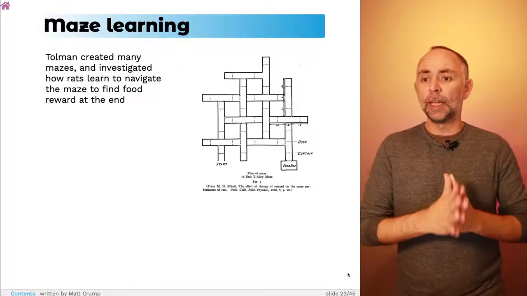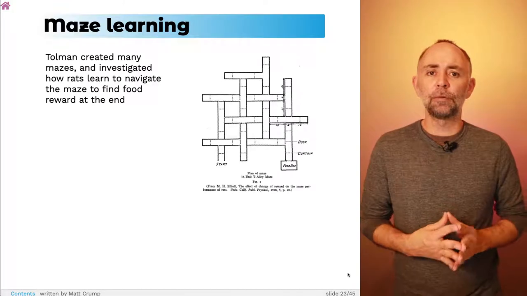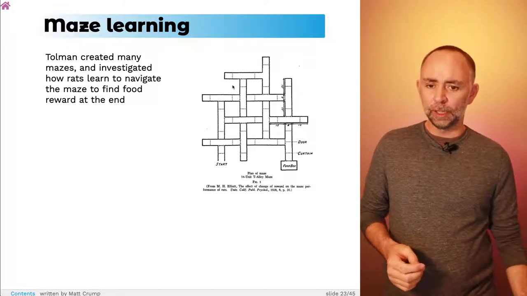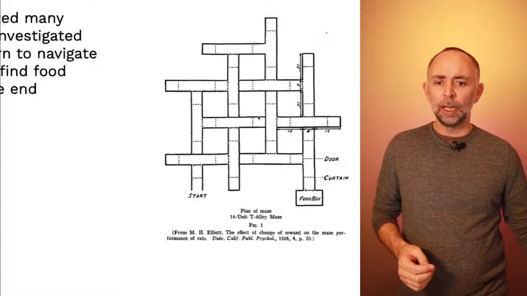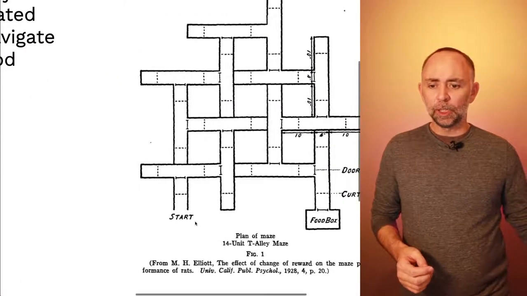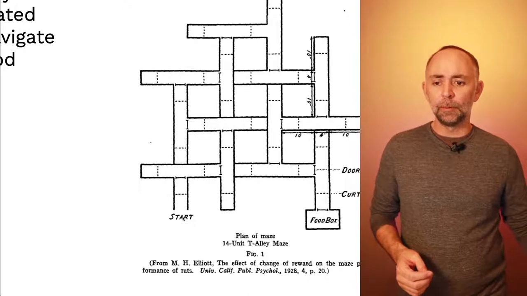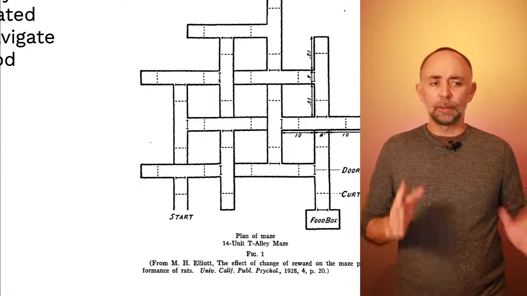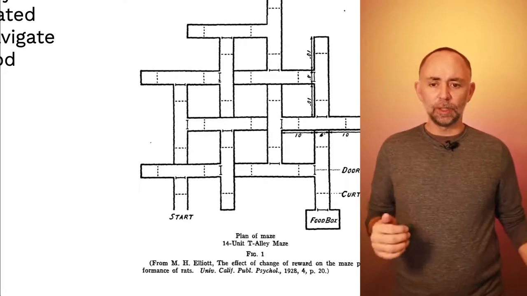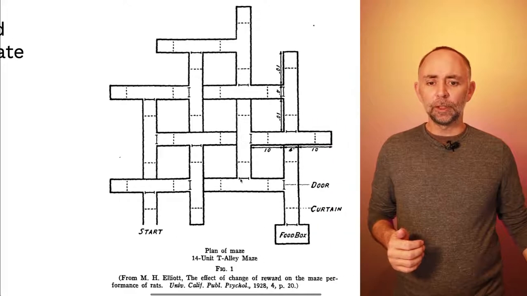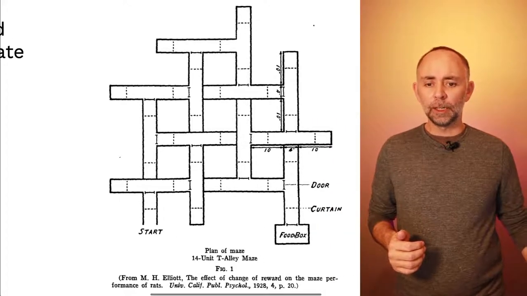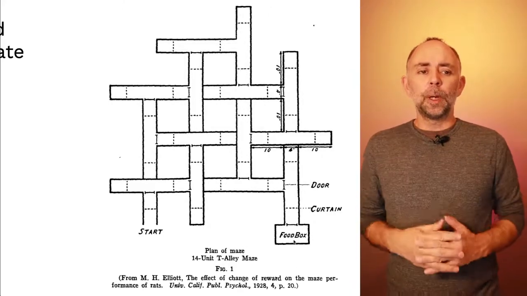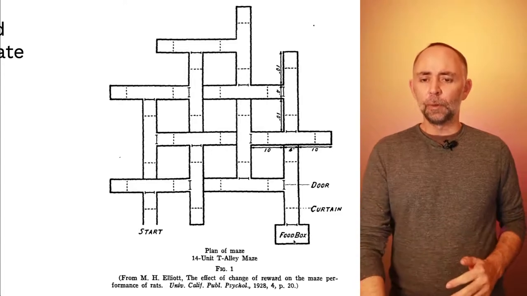Tolman created many mazes and investigated how rats learn to navigate the maze to find food reward at the end. Here's an example maze, and there would be a starting point. The animal goes in there, they can run around. There's these blinds to prevent them. You can change all these things, but they'll run around, and eventually, if they can figure out how to get here, that's the food box. And in the food box, there's going to be a little food reward for them.